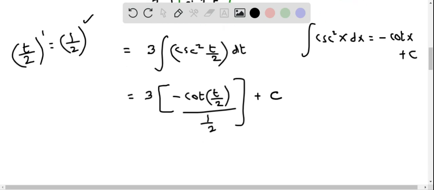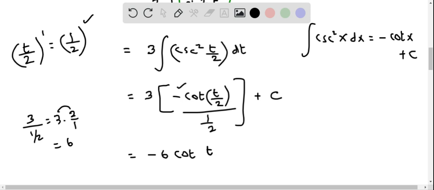So let's simplify this. 3 divided by half equals, we can multiply 3 with the reciprocal of half, which is 2 by 1. So this becomes 3 times 2, which is 6. I can put this as negative 6 because we have a negative here. So it becomes negative 6 times cotangent of t by 2 plus the integration constant.